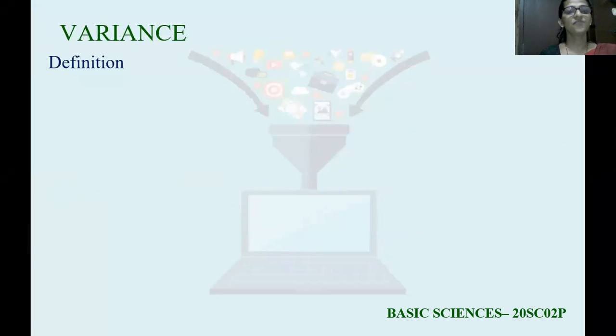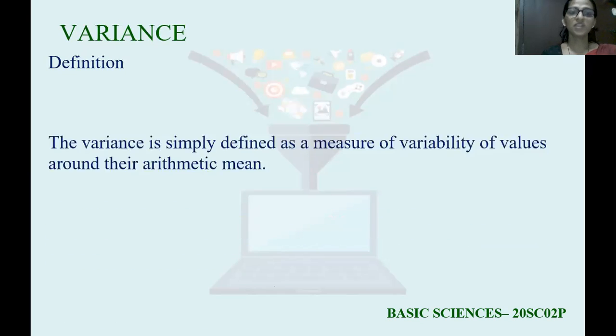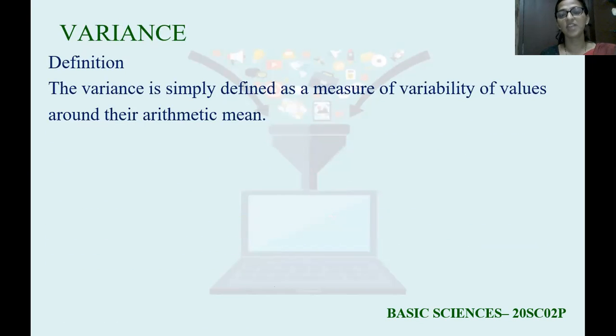First, let us see the definition of variance. Variance is simply defined as the measure of variability of values around their arithmetic mean. As the word itself says, variance. So variance gives us the measure of how each value in the data set is varying from its arithmetic mean.